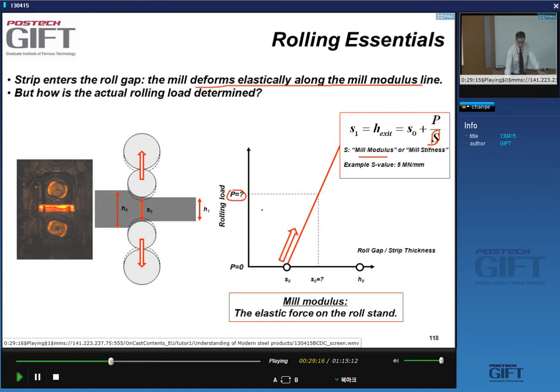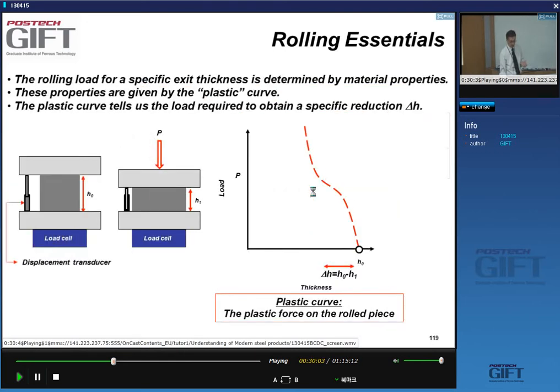So it makes sense, right? I'm starting to roll, the roll gap increases, but where is it going to stop? Obviously, it stops at the point where you can deform the material. The mill modulus just tells you something about the elastic deformation of the mill, and it's pretty much a straight line. This S parameter, the mill stiffness, is typically something like 5 meganewtons per millimeter. All right. Now let's look at the material. So we need the plastic curve now.